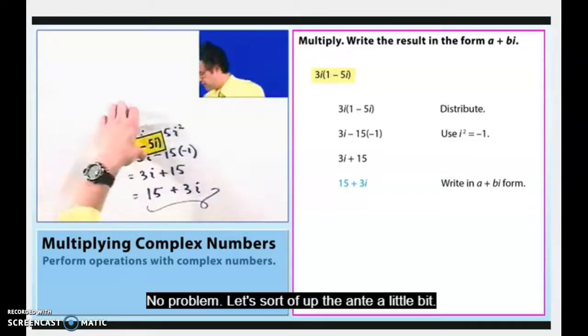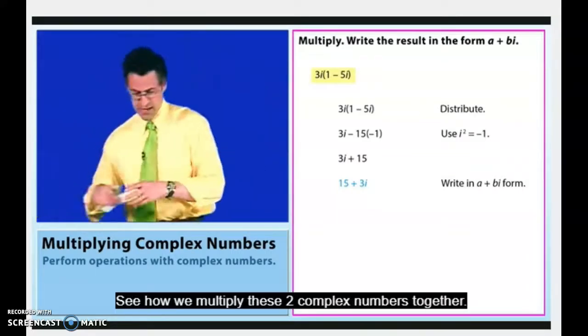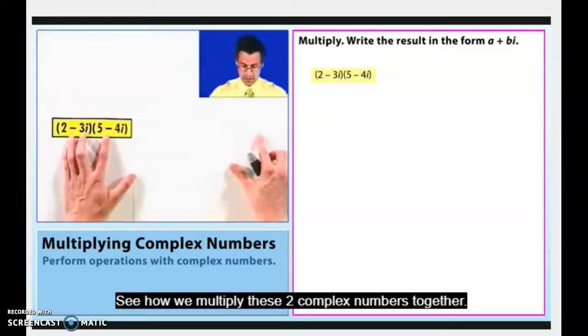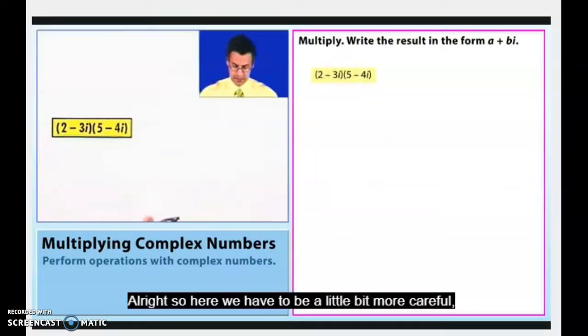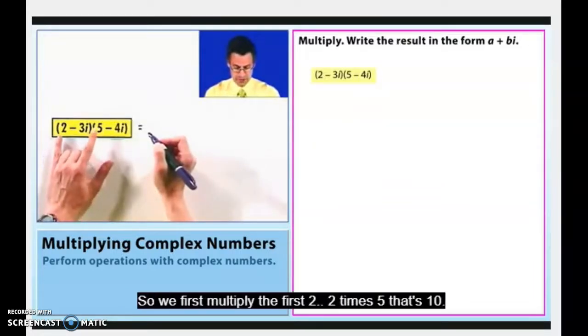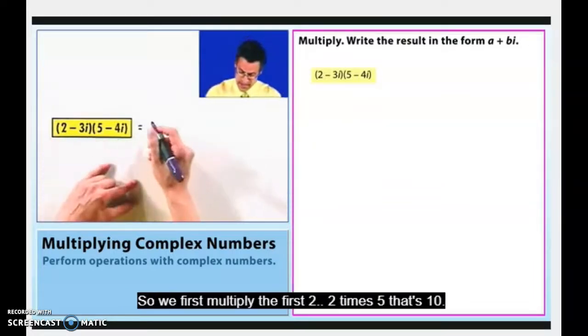No problem. Let's sort of up the ante a little bit. See how we multiply these two complex numbers together. All right, so here we have to be a little bit more careful. We've got to do lots of distributing. So we first multiply the first two. 2 times 5, that's 10.